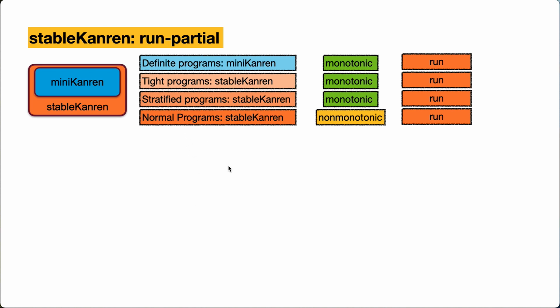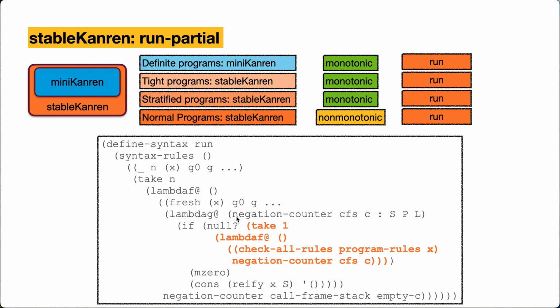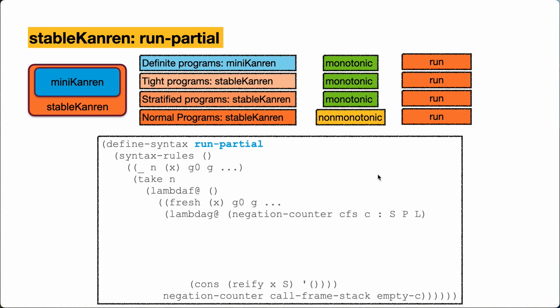So run partial is very simple. Like I mentioned, we just removed the non-monotonic resolution, the part we show here in orange colors. We just remove it as a run partial. Now, without these checkings, the user can say, okay, it's monotonic, I will use run partial. It's monotonic, I use run partial.